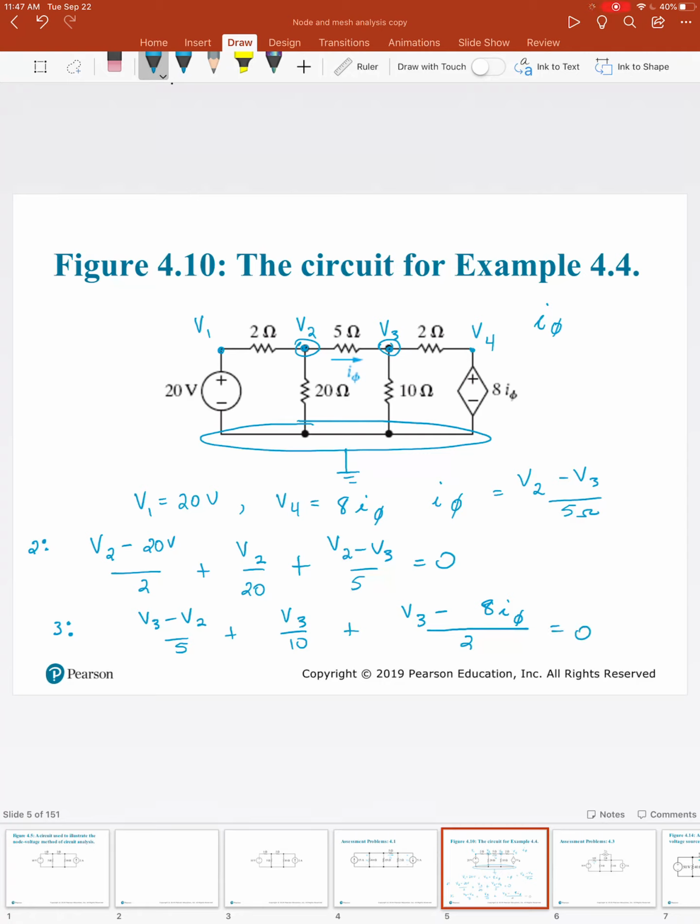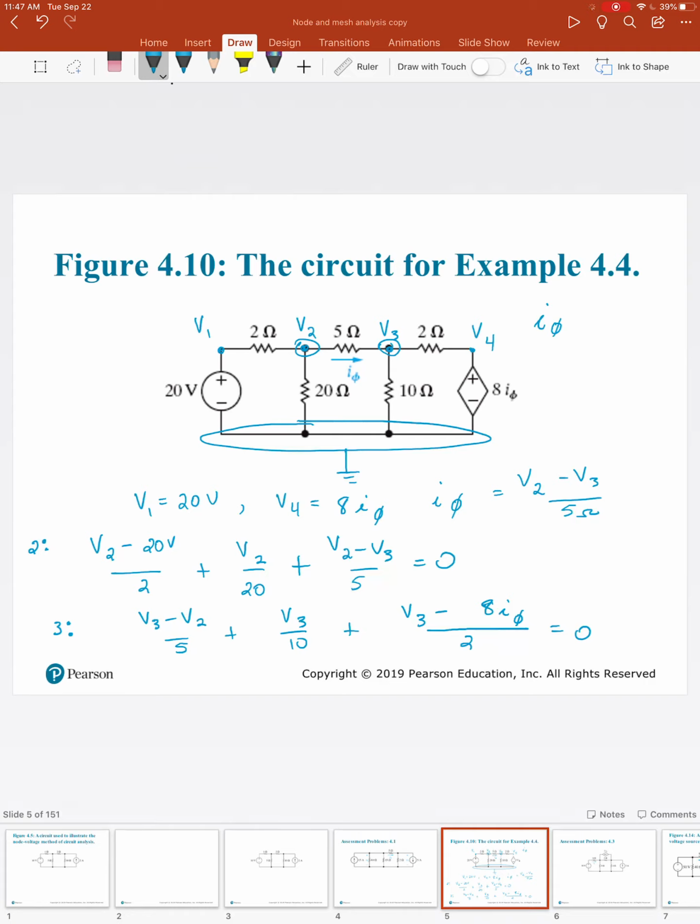I do want to make one comment. It's really important when you write node voltage equations to say that it's equal to 0. Otherwise, it's not an equation. It can't be solved. So remember, node voltage is based on KCL, that the sum of the currents in any closed surface is equal to 0.